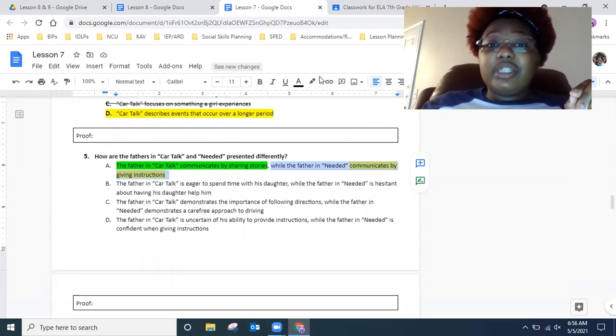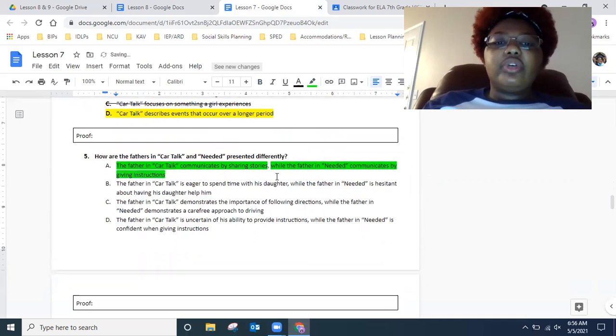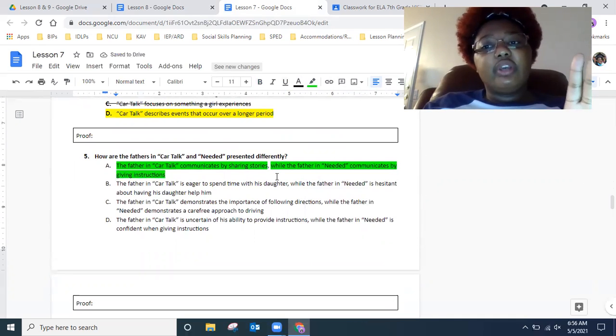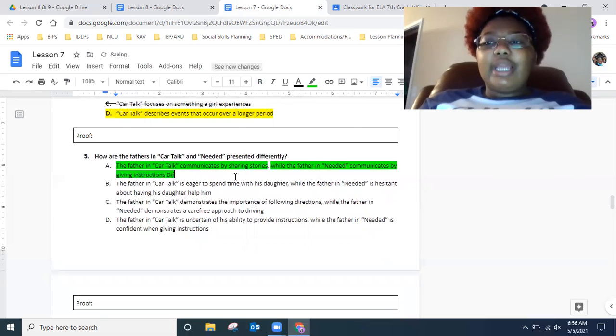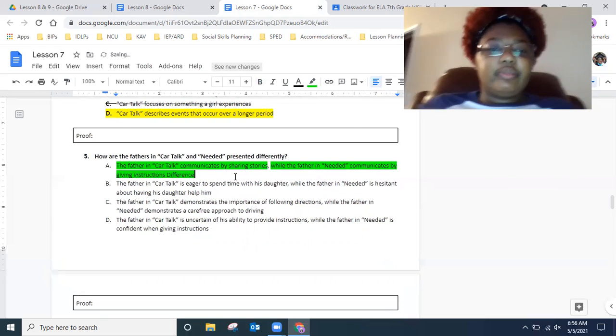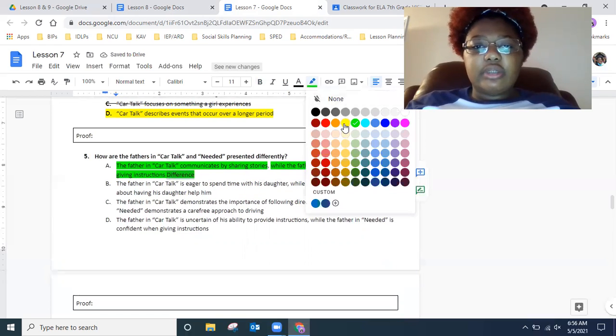Are these two things different? I think they are. Sharing stories is totally different from just giving instructions. So this is a difference, I know, but I need to support my thinking. I need to make sure that this is the right answer.